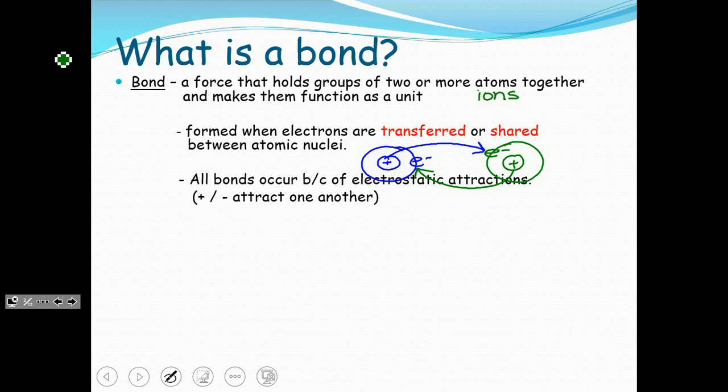But we're not going to use the easy term positive attracting negative. We're going to make it pre-AP chemistry style and use the proper terminology. No matter what kind of bonding is happening, you're always getting this electrostatic attraction in one way or another, positive attracting negative.